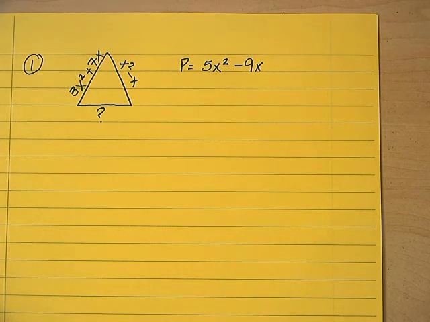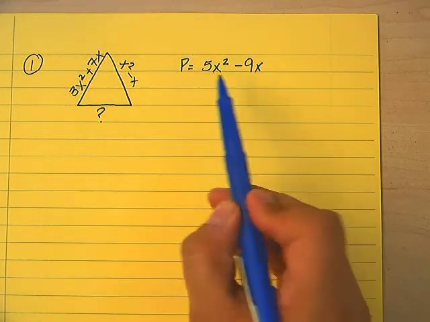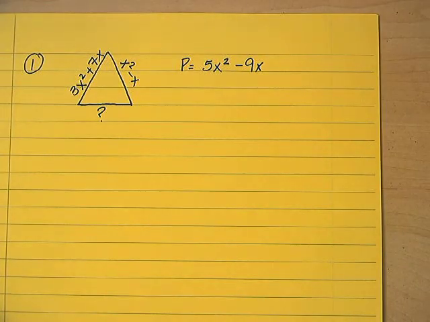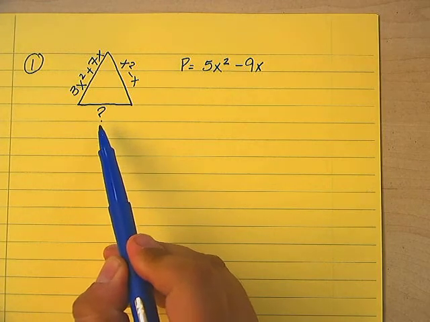This is problem number 1 from your test review, and what they've given us, I have on the paper, is the perimeter is 5x squared minus 9x, and they've given you that the measure of one side is going to be 3x squared plus 7x, which you see on the screen, and the other side is x squared minus x. The question says find the measure of the third side, and that's where the question mark is.